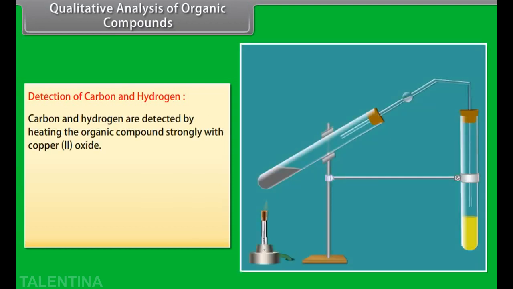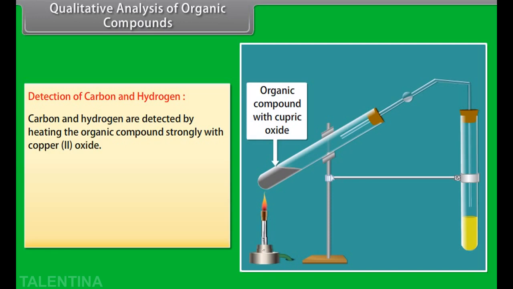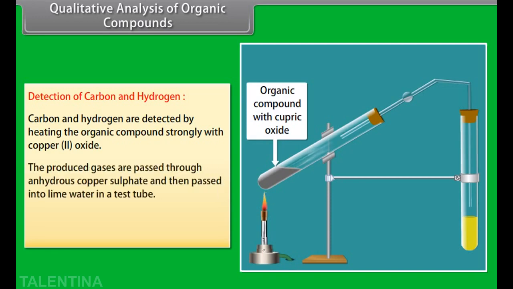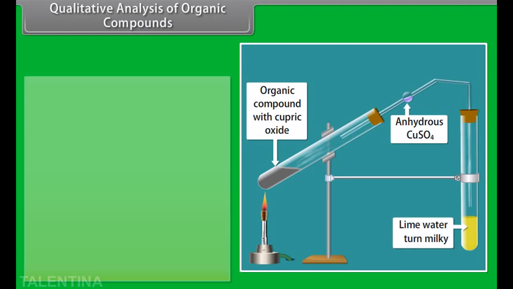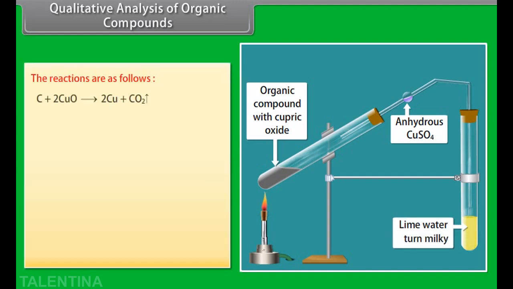Carbon and hydrogen are detected by heating the organic compound strongly with copper(II) oxide. The produced gases are passed through anhydrous copper sulfate and then passed into lime water in a test tube. If carbon is present, then it forms carbon dioxide, which turns the lime water milky. The reactions are as follows. Carbon in the organic compound reacts with copper(II) oxide and produces copper and carbon dioxide. The produced carbon dioxide reacts with calcium hydroxide, which turns it milky, indicating the presence of carbon in the organic compound.